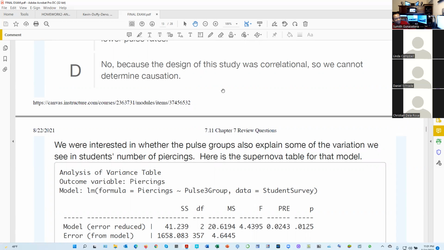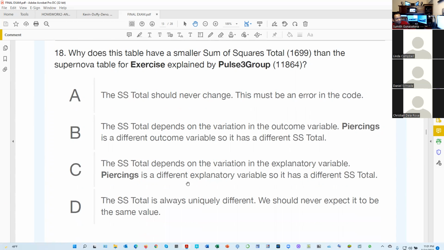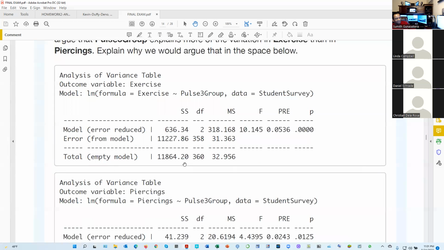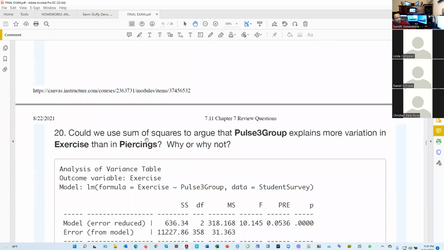Exercise versus Pulse 3 group. The other one, Pearson's versus Pulse 3 group. Okay, like that. So this number has been different for this reason, because you are using two different ones. Now they're going to ask: can I use that one to compare? Could we use sum of squares to argue that Pulse 3 explains more variation in exercise than the Pearson?